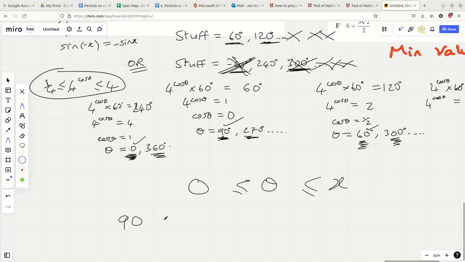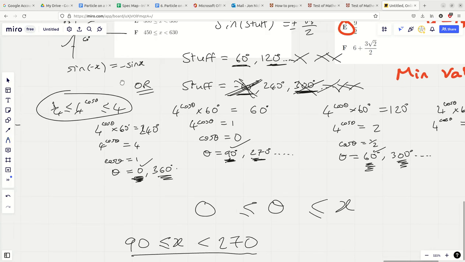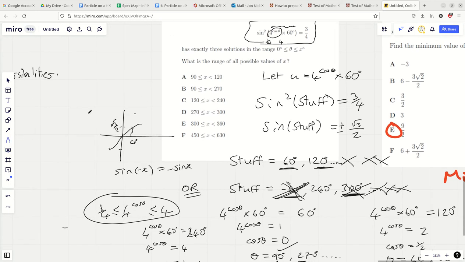So I can say that 90 is definitely going to be less than or equal to x. Now, how large can I make this to make sure that I don't get a fourth solution? Well, I can take it right the way up to, but not including, 270, because that's where the next solution is. Hence, that's the answer: 90 to 270, B.